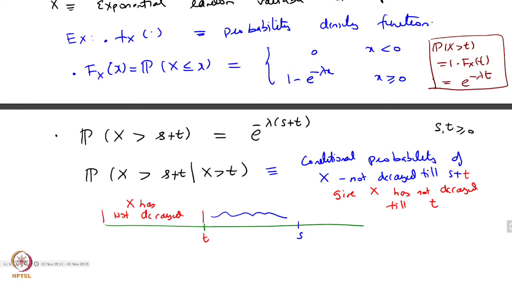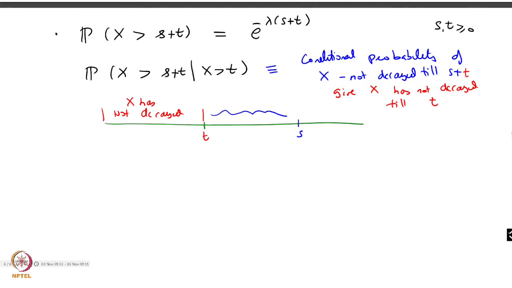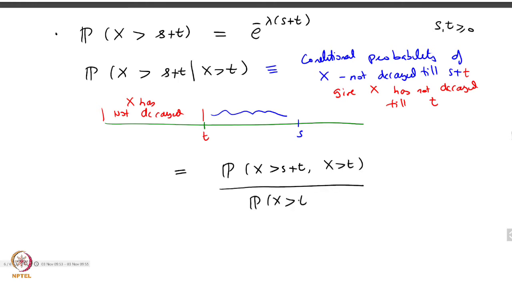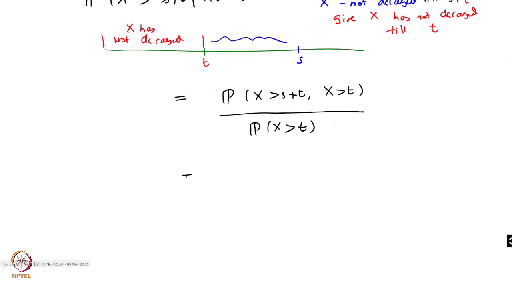So if you want to compute this probability, let's go back down here. What is this going to be equal to? This is going to be equal to the chance that x is bigger than s plus t, and x is bigger than t, divided by the probability x is bigger than t. So the top, I have x bigger than s plus t and x bigger than t. But x bigger than s plus t is contained in x bigger than t. So the top is just going to be the chance that x is bigger than s plus t, the whole thing divided by the chance that x is bigger than t.